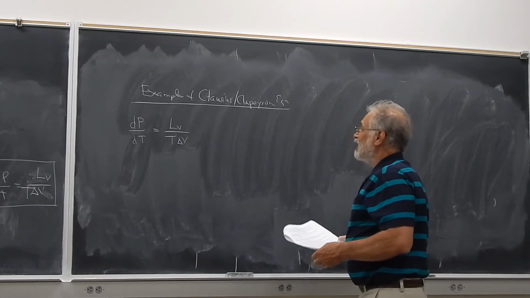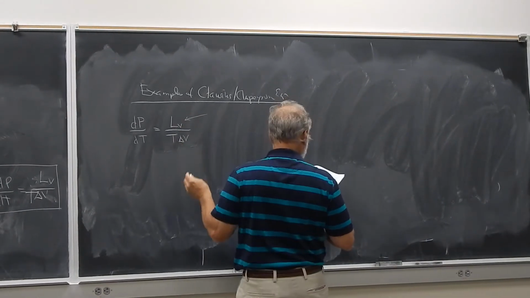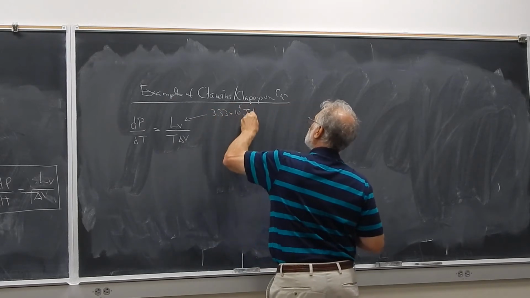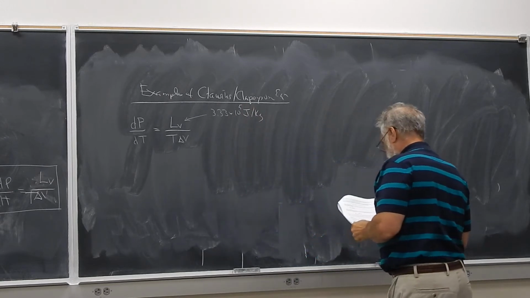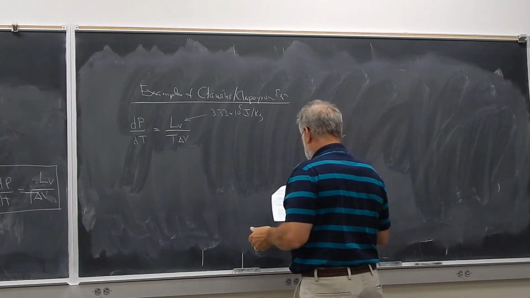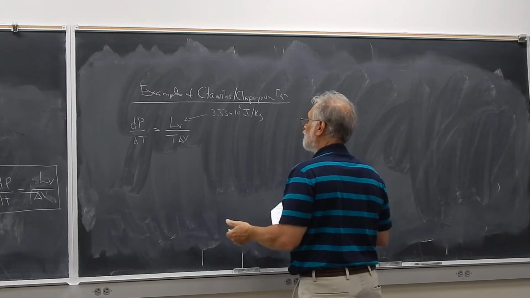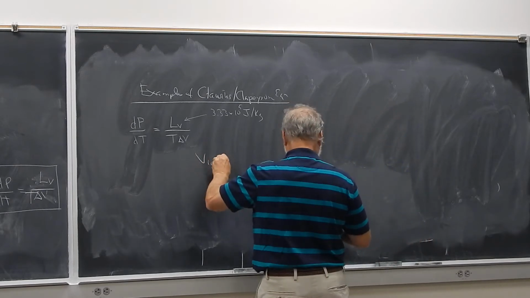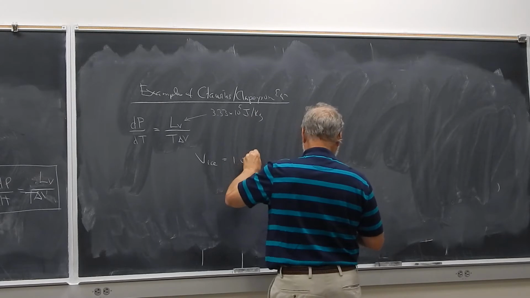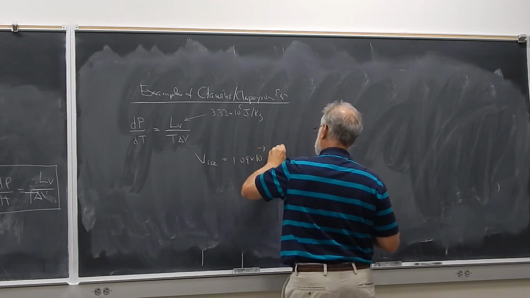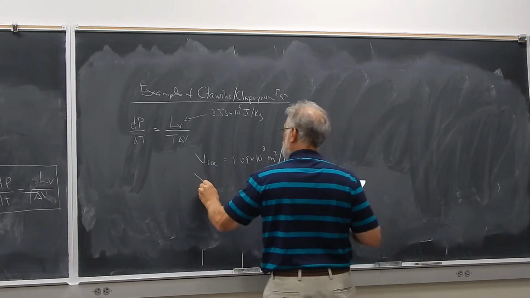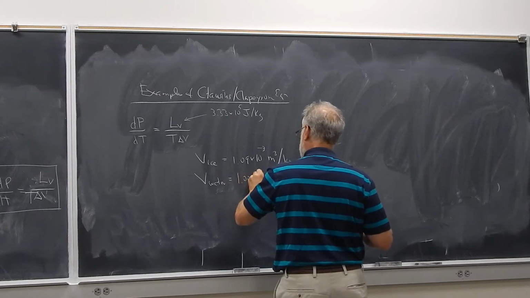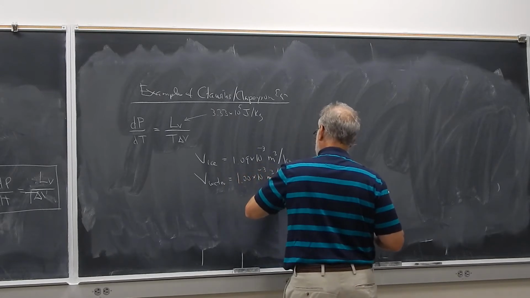What we would need then is to use the latent heat of fusion of ice, which is 3.33 times 10 to the 5th joules per kilogram. And we would have to express the volume per kilogram of both ice and water. Well, the volume of ice is equal to 1.09 times 10 to the minus 3 cubic meters per kilogram. The volume of water is equal to 1.00 times 10 to the minus 3 cubic meters per kilogram.